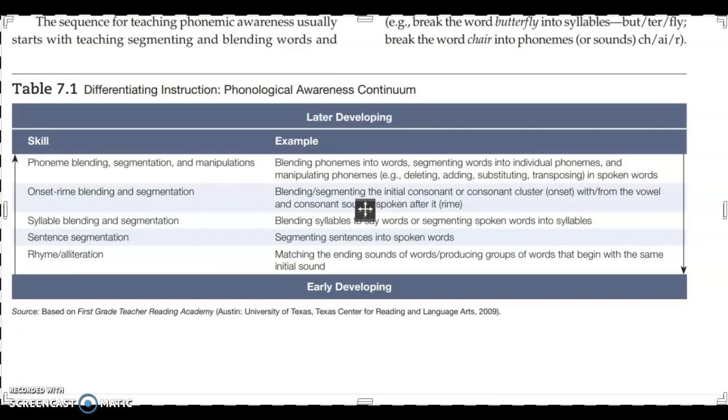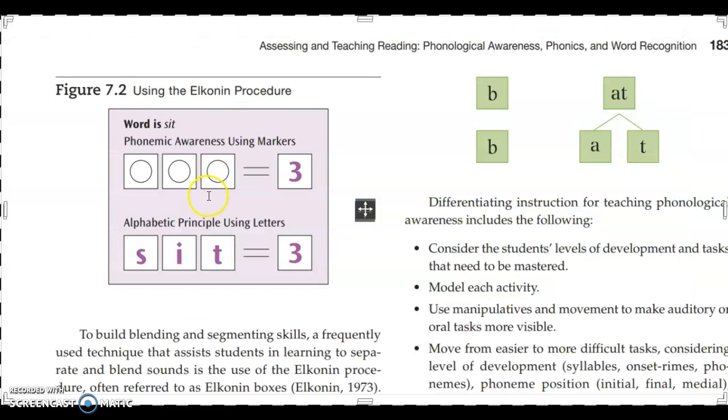All right. And then if you go on to page 183, this I love. It's called the Elkonin or Elkonin. I've heard it both ways, and I honestly do not know which way is correct. Elkonin, I think, is what I usually say. So Elkonin boxes. You could give them little spaces like this. You could give them some markers, and you could say, I'm going to say a word, and I want you to push a marker into the box for each sound that you hear. So you could say the word is sit. Push a marker into each box for each sound you hear.